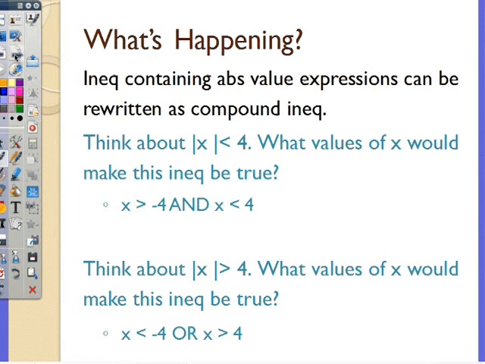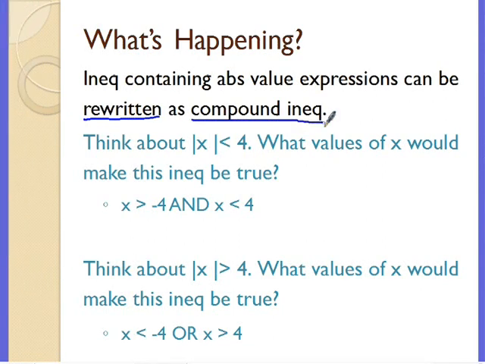First thing I want you to write down on your binder paper, now that you've written down the section 3-7, is that inequalities containing absolute value expressions can be rewritten as compound inequalities. That means this lesson is referring back to yesterday's lesson, or the day before, whatever it was, lesson 3-6, where we were talking about compound inequalities.